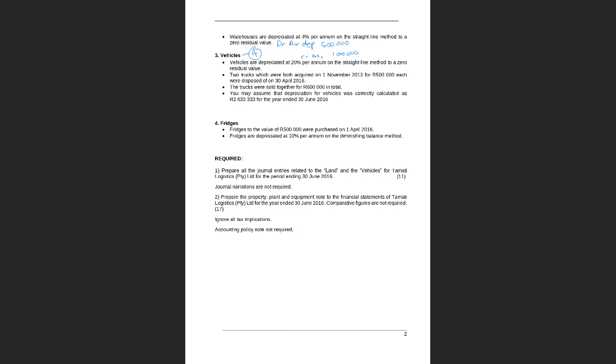Okay, we also need to debit our bank, because we're receiving proceeds. We're receiving how much? We're receiving 600,000. Okay. So we're going to debit bank with 600,000. And we just calculated together that there's a profit on disposal. So we need to credit our profit on disposal of 100,000.